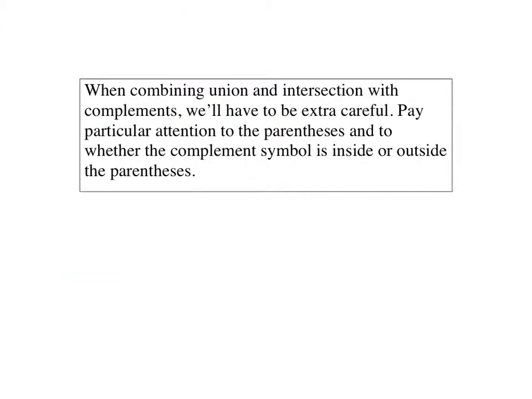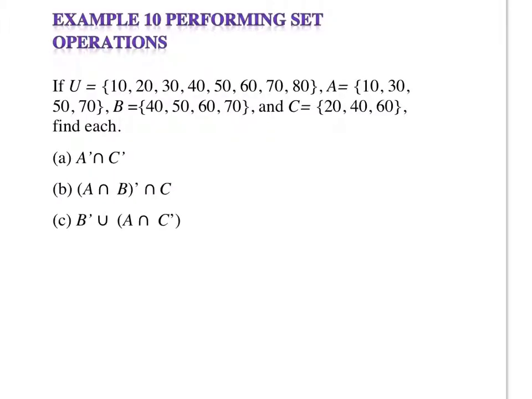Now, when combining union and intersection with complements, we'll have to be extra careful. Pay particular attention to the parentheses and to whether the complement symbol is inside or outside the parentheses. What do we mean by that? Let's look at some examples here. So here we have three subsets and one universal set.